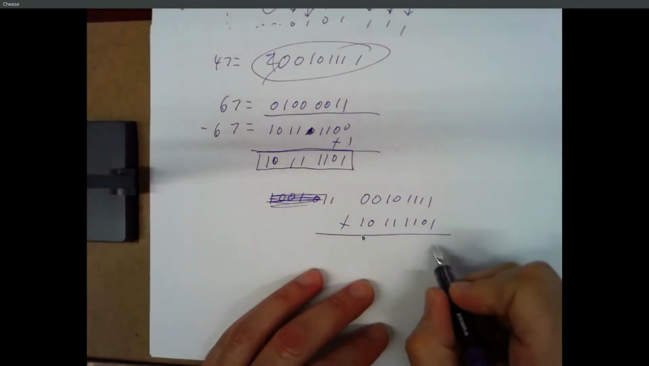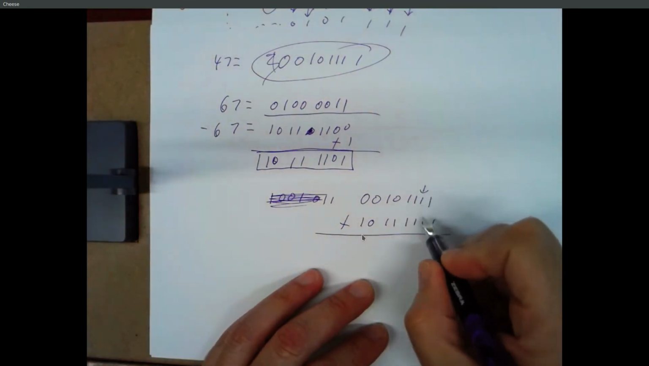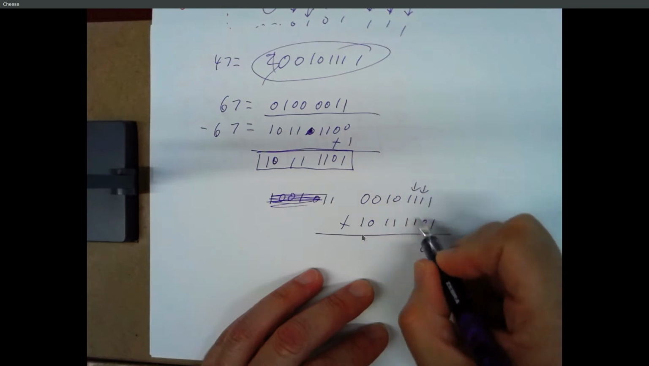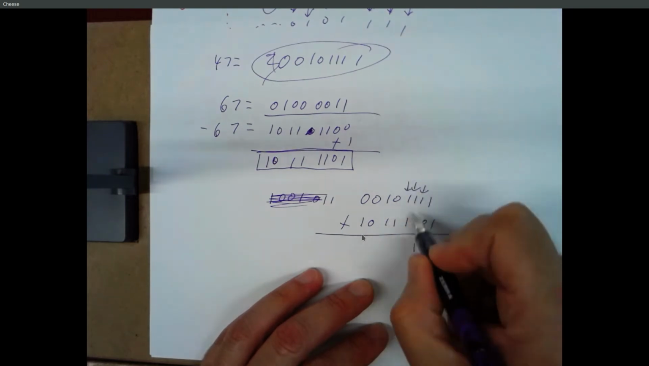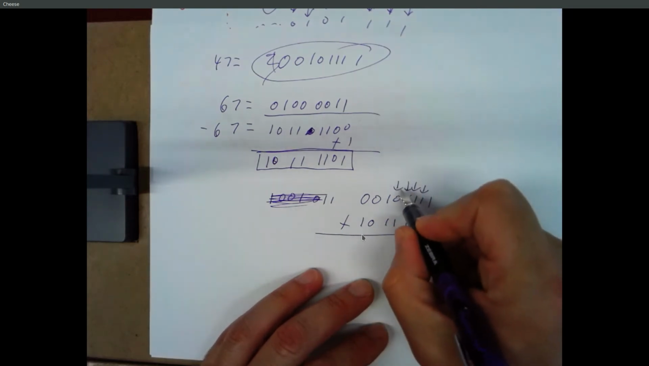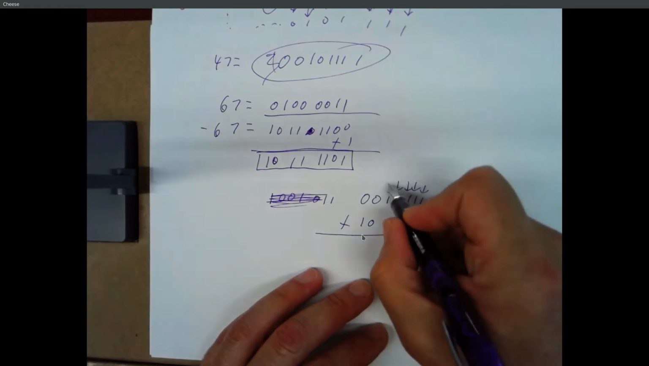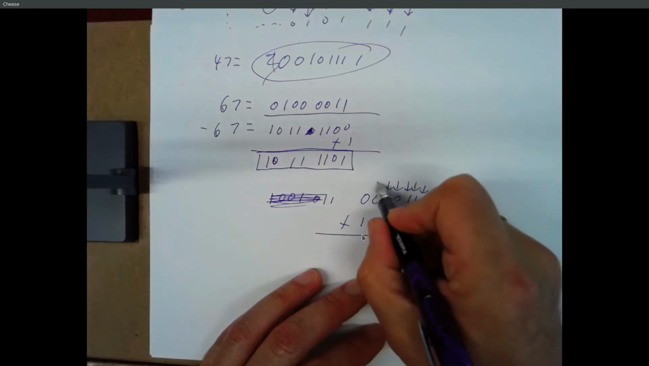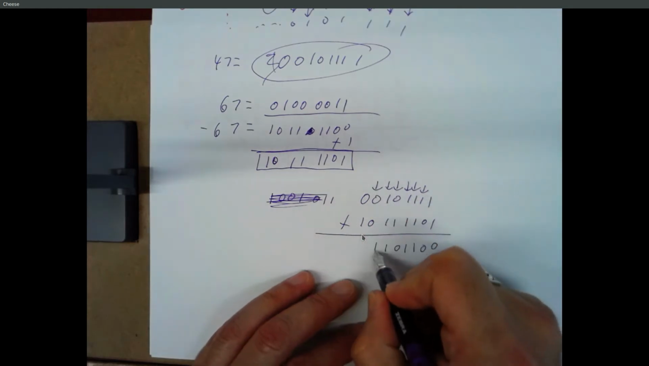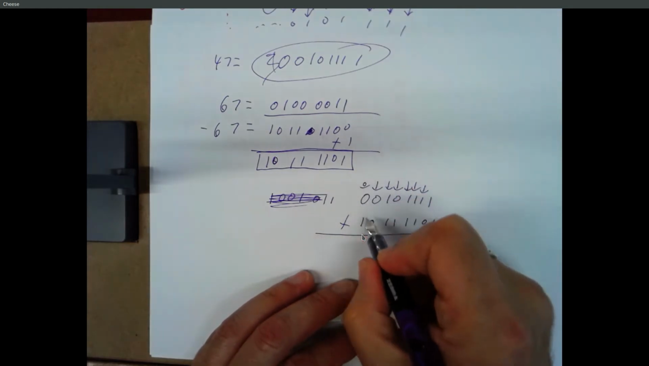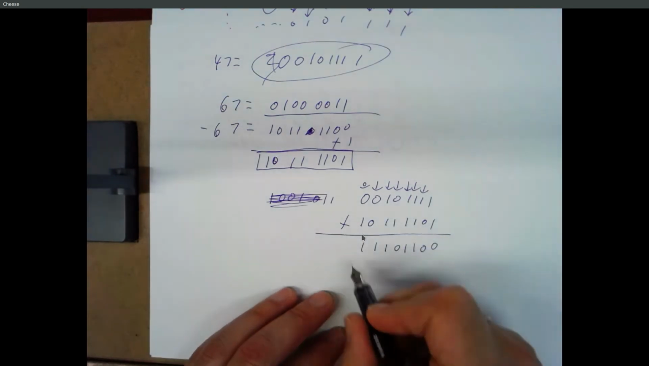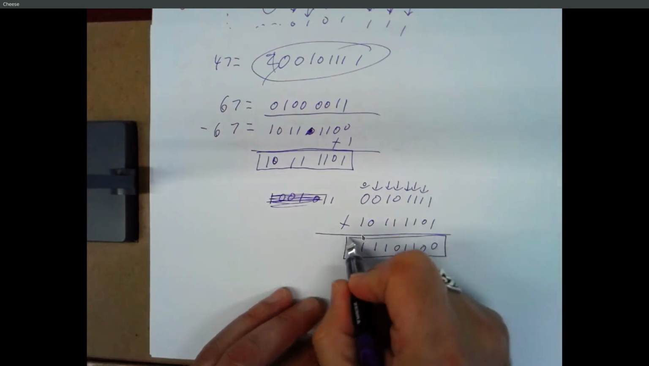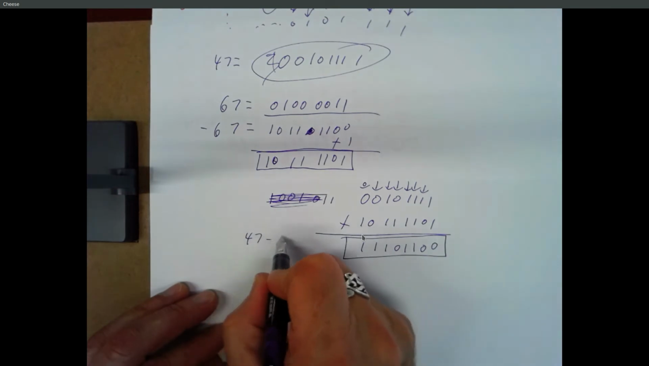So add them together. 1 and 1 is 0, carry the 1. 1 and 1 is 0, carry the 1. 1, 1, 1 is 1, carry the 1. 1, 1, 1 is 1, carry another 1. 1 and 1 is 0, carry the 1. 1, 1, 1 is 1, carry the 1. 1, 0, 0 is 1 with no carry. And 0, 0, 1 is 1. This is your answer for 47 minus 67.